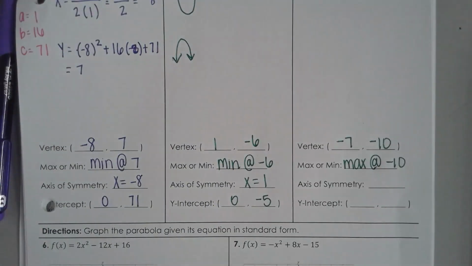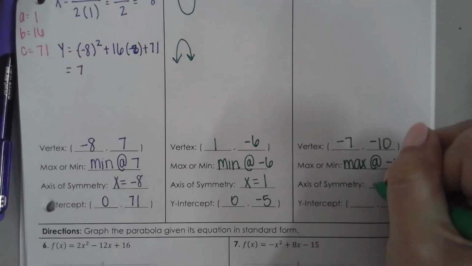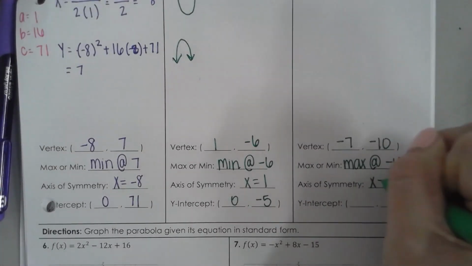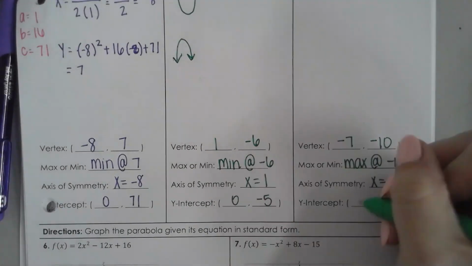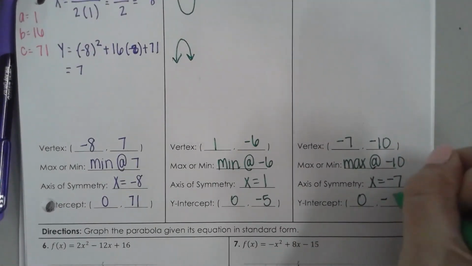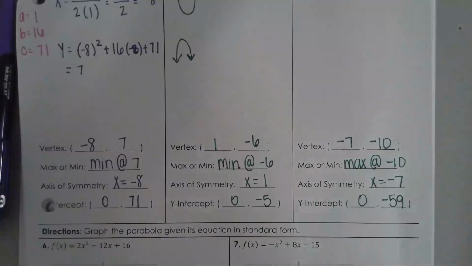What's the axis of symmetry, Colin? It is x equals -7. Perfect. What is the y-intercept, Jay? 0, -59. Very good.